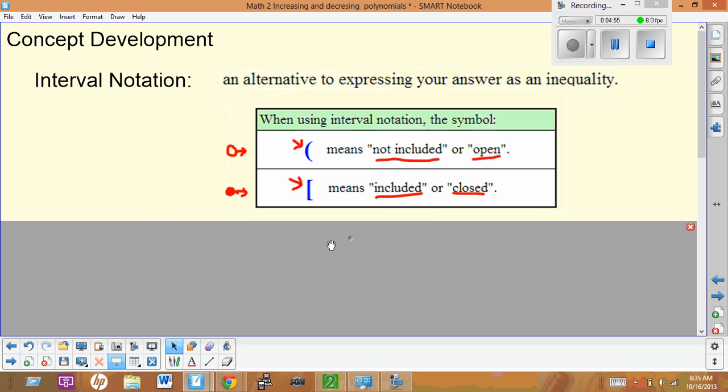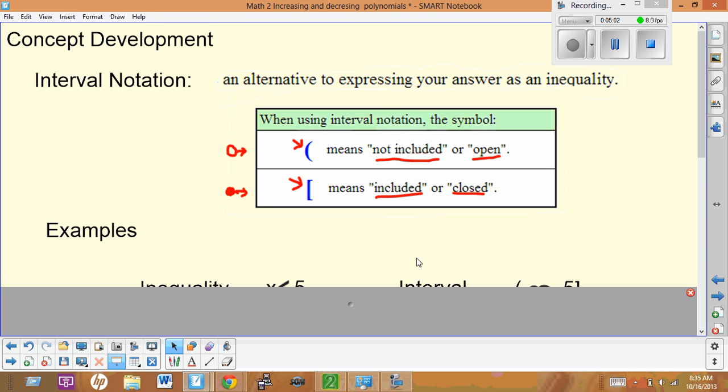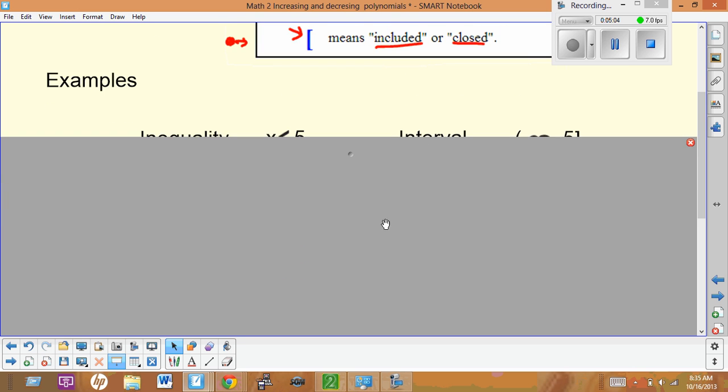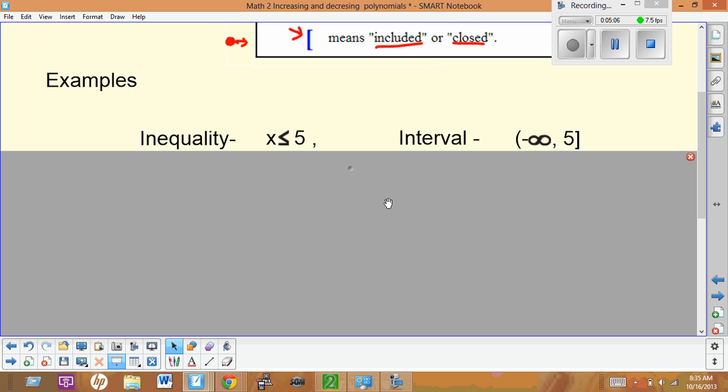Okay, so let's translate, or rewrite it to an equivalent form, into interval notation. Here are our examples using the same ones as the previous. Now, if you wrote those down previously, you don't have to rewrite them. We're just going to put in the interval notation.